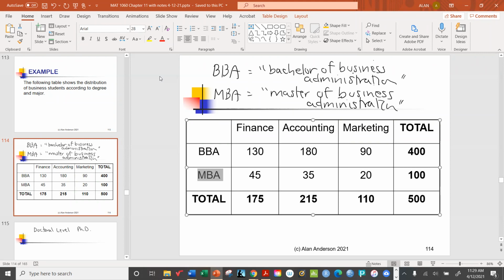But anyway, you can see the students in the school, there's 500 of them. And they're broken up by the level of the degree that they're getting and what they're majoring in. So everybody in this table has two characteristics: the degree they're studying for and their major. Okay, so that's how this table is set up.